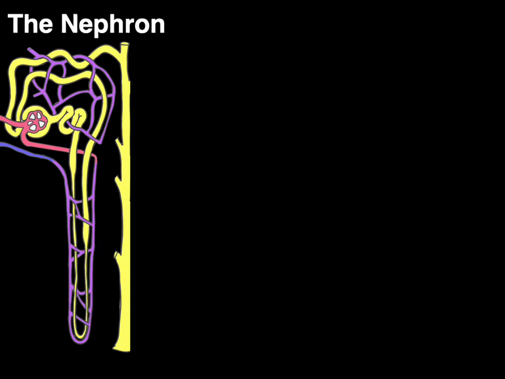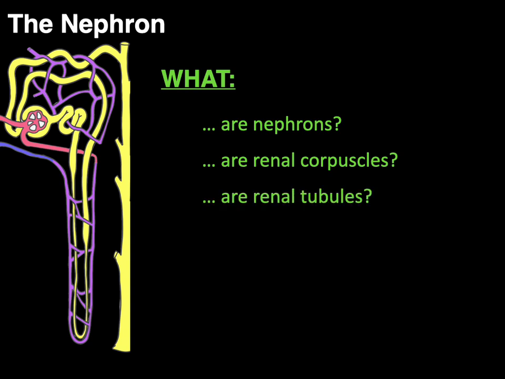Okay, we're going to talk about the nephron and answer the questions: what are nephrons, what are renal corpuscles, what are renal tubules, what is the juxtaglomerular apparatus, and why do we care about these things?